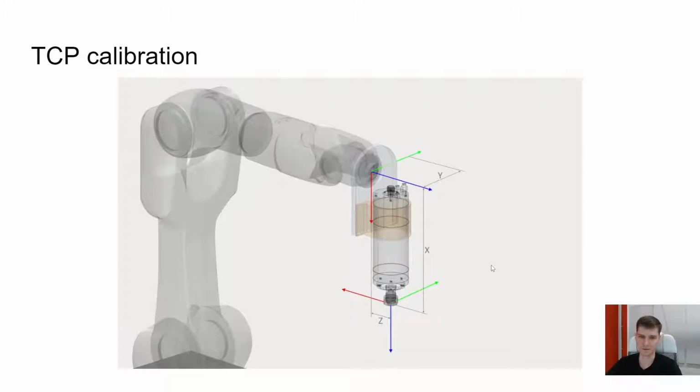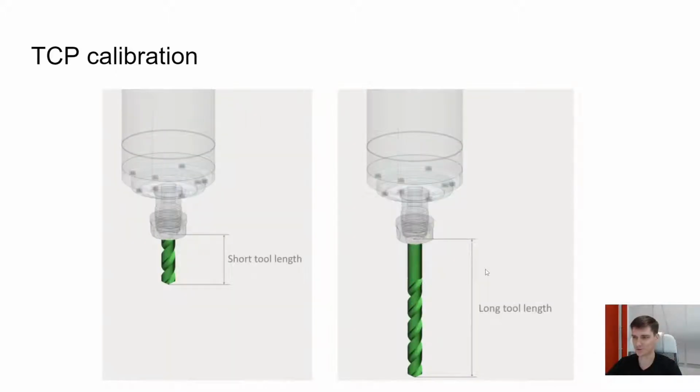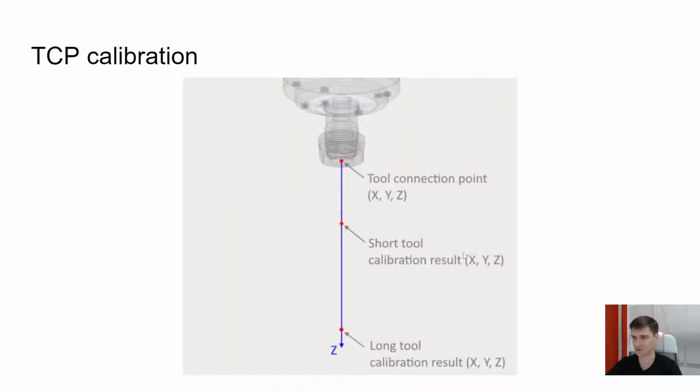TCP has XYZ coordinates and ABC angles relative to the robot flange. We suggest you use calibration by short and long tool. After short tool calibration, we get this point. After long tool calibration, we get another point. And if we have these 2 points, we can easily calculate the tool connection point and axis direction. Okay, Igor, please start the tool calibration video.